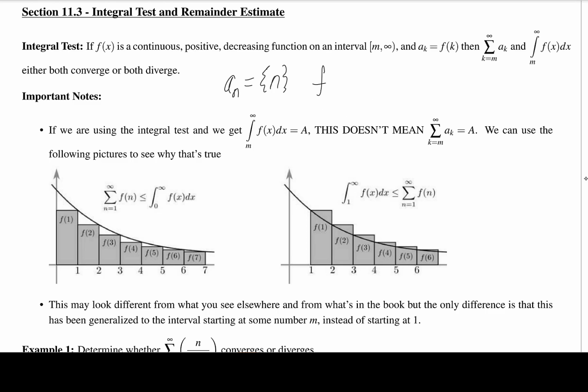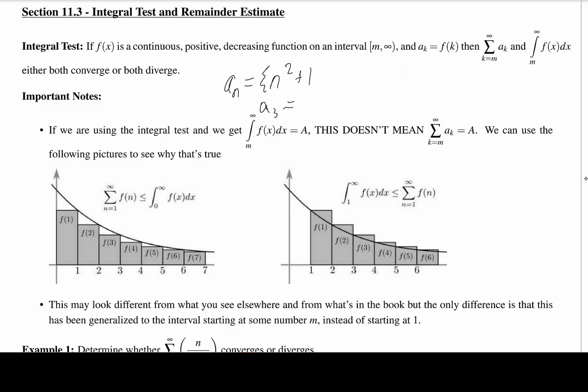Let's say I had something like n squared plus 1. Then we would know that a sub 3 is going to be equal to 9 plus 1, which is 10. So I want some function, f of x, such that if I want to calculate a sub 3, then I'm plugging in 3 into this function, and I want it to be the same thing as a sub 3, so I'm going to make this x squared plus 1.